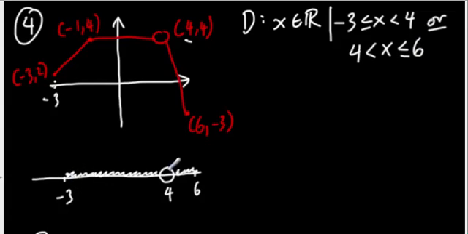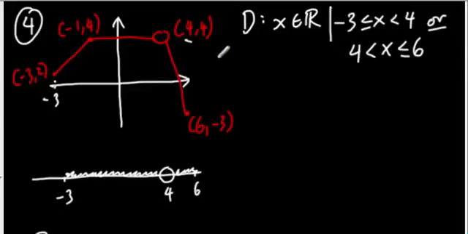So in other words, there's sort of two regions. It goes from -3 to 4. It doesn't include 4 itself, so over here there's no equal sign. And then it goes from 4 to 6, and it doesn't include 4 again. So there's two parts to this domain. I hope that makes sense.